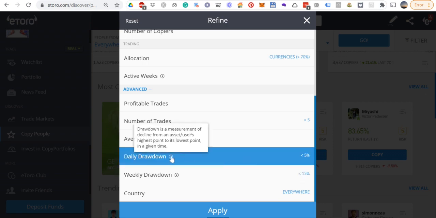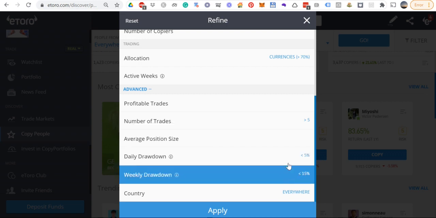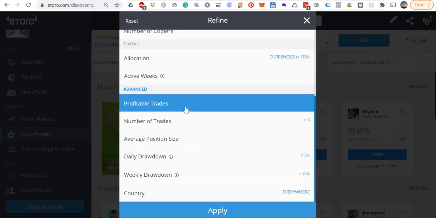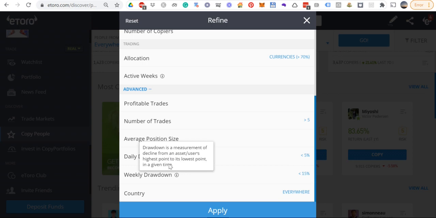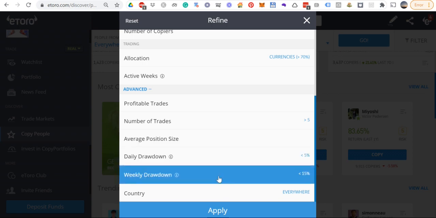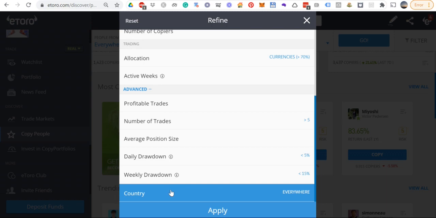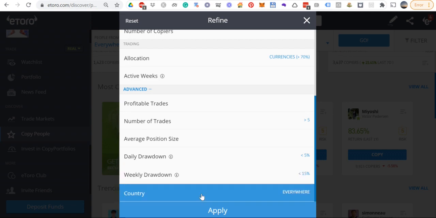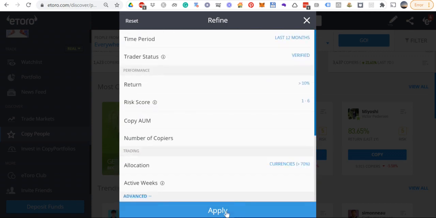So the amount, the decline from an asset user's highest point to the lowest point. Again, just leave those defaults there. Again, you can experiment with those if you want, but you're kind of getting this in the risk, almost redundant there, but I'll just leave those as default. And then finally, countries. You might want to restrict yourself to investors in a particular country, but I don't see why. It's all about what return you're getting. So I'll just leave that as everywhere. And then you apply that.